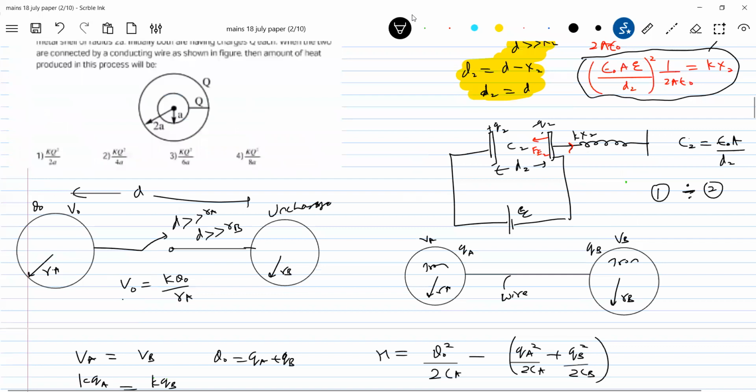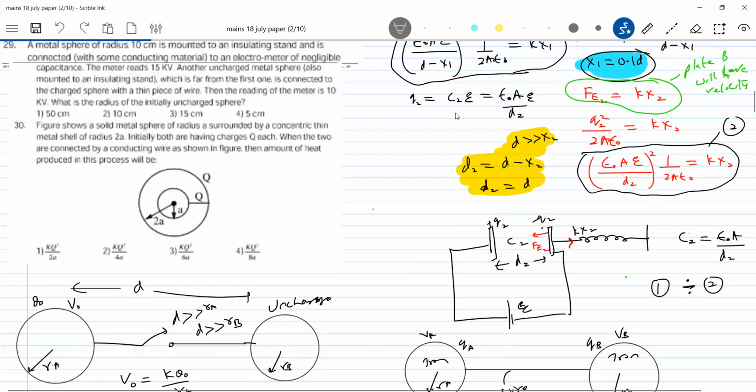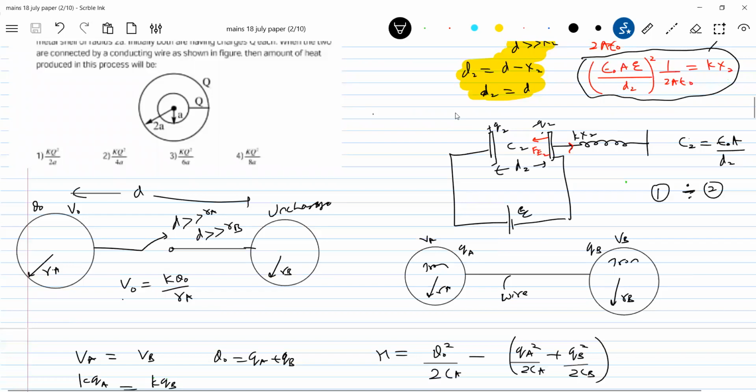Okay, let's take the other thing. Question 28, 29 or no. So next questions, 31, 32, 36. 31.